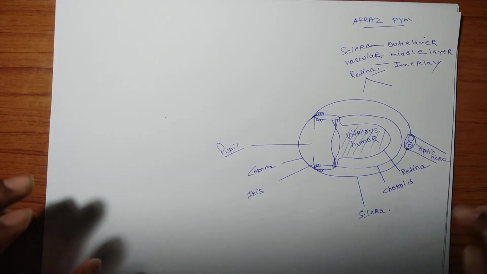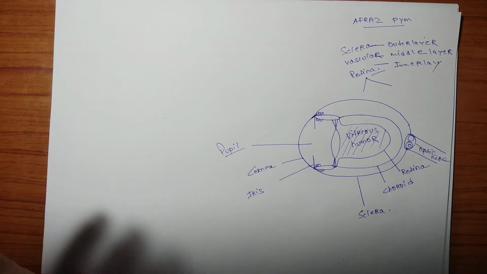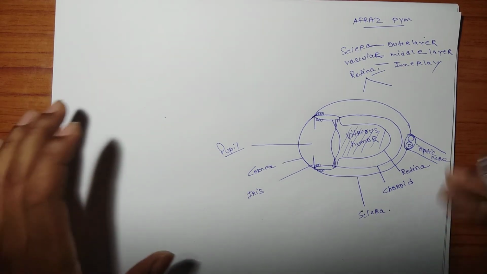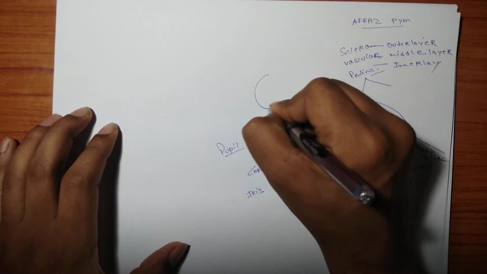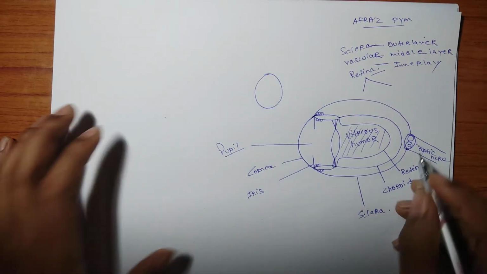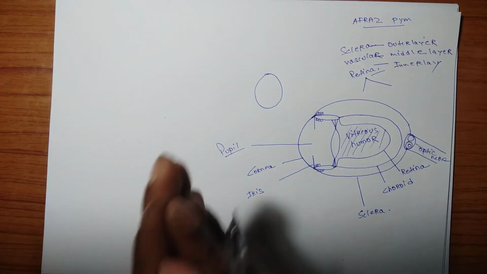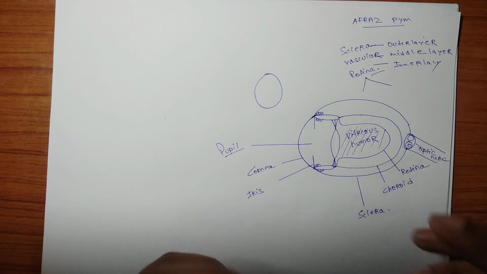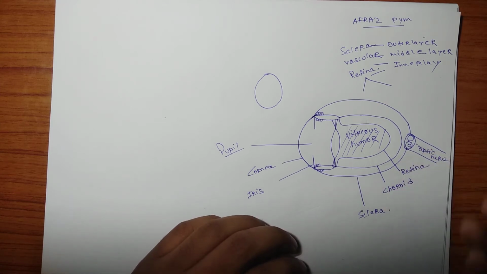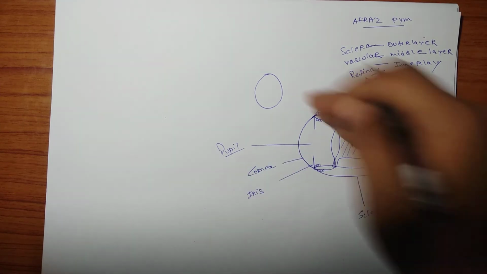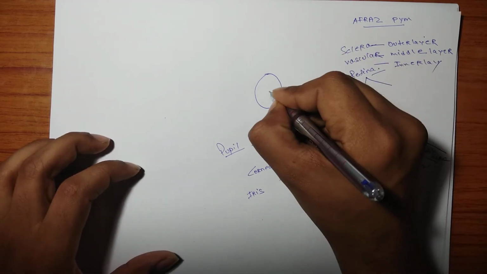I think you have heard about the optic nerve and optic disc. Don't worry so much about the optic nerve, it's very simple. This is the magnified diagram of this. Optic disc is the beginning of the optic nerve. It's just like a hole where the optic nerve enters the eye.